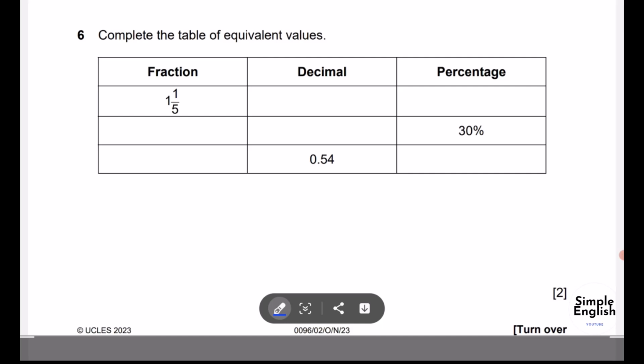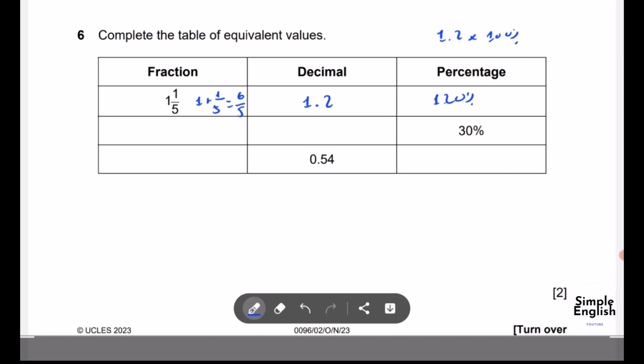Number 6, complete the table of equivalent values. Fraction, this is a mixed number. This is equal to 1 plus 1/5, right? So it's equal to 6/5. Decimal, it will be 1.2, because 6/5 is 1.2. Percentage, we take 1.2 times 100%. So it will be 120%.